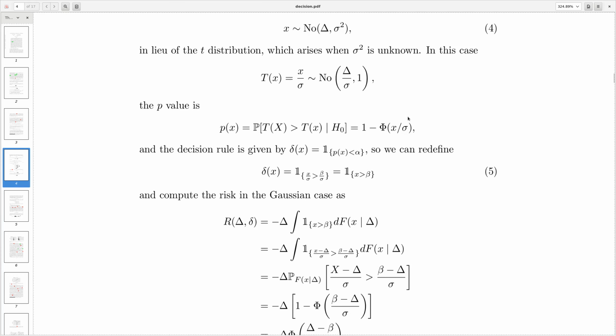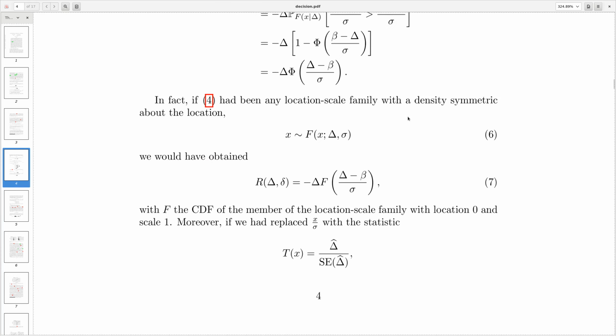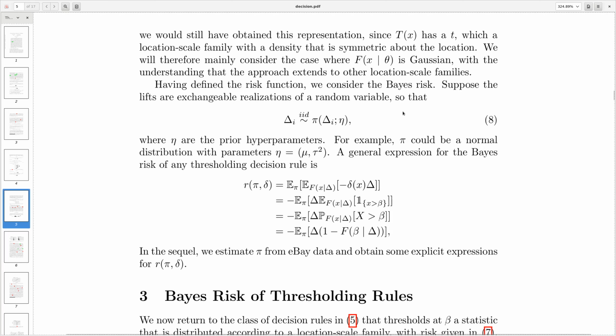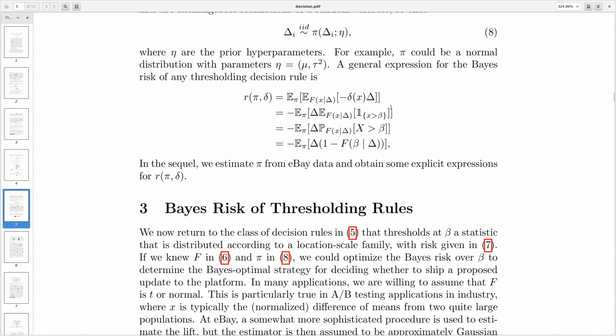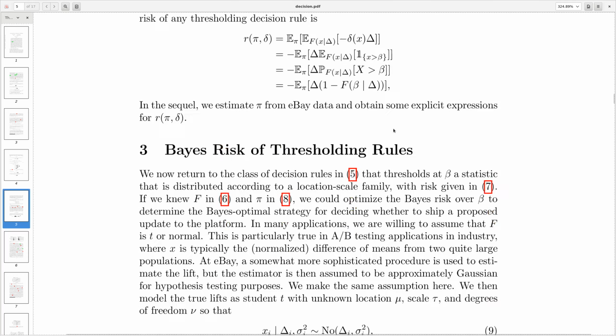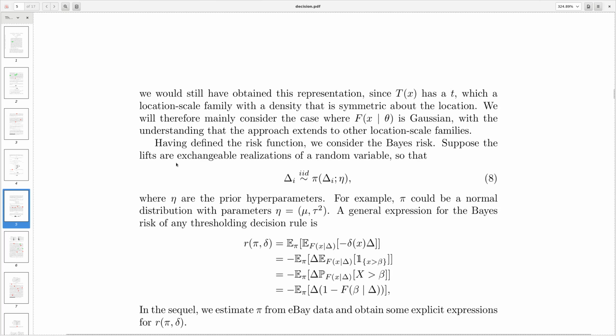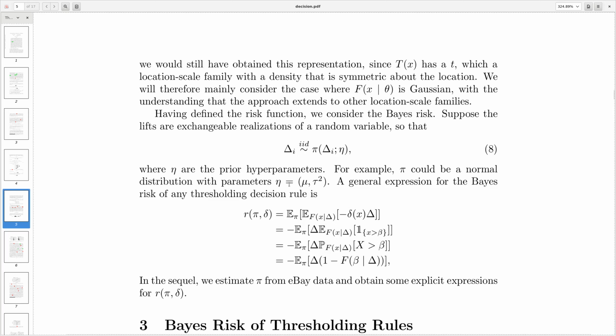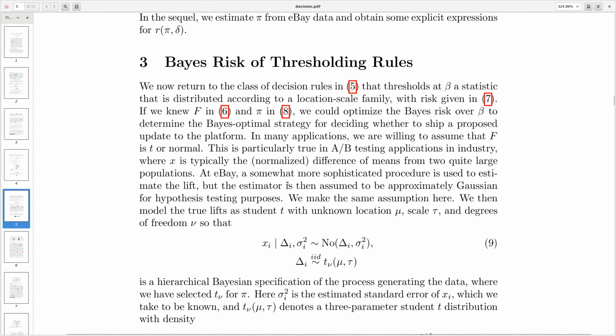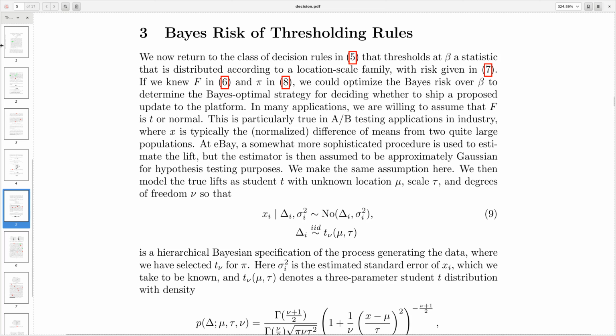Okay, I'm going to go faster through these parts. I'm going to try to go to the conclusion while still giving the most complete picture of the paper. So the last equation here, for example. Having defined the risk function, we consider Bayes risk. Suppose that the lifts are an exchangeable realization of the random variable, so that delta is identically distributed with P. Okay, skip this. Bayes risk of thresholding rules.